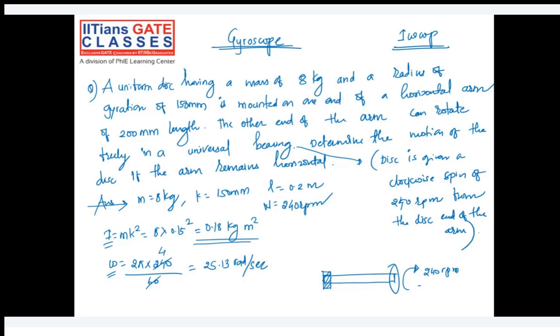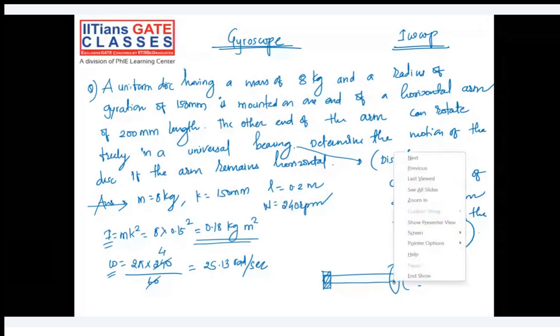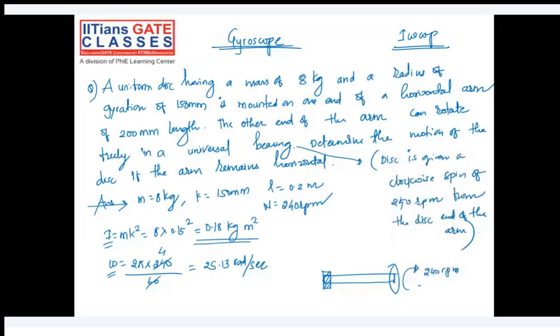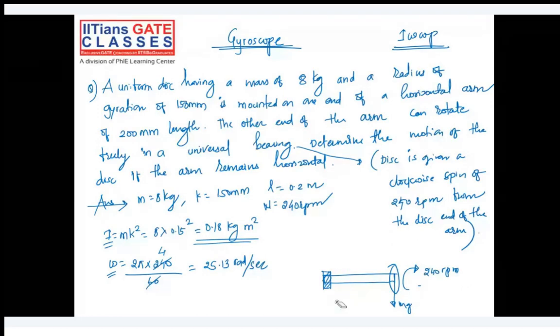So basically, what are the forces you can expect here? The one force I expect is this mg force acting downwards. It will create a moment about this bearing, which is mg into L. And this mg into L, because of the self weight, will create a gyroscopic effect. It is just rotating at 240 rpm, but it is overhanging, and because of its mass it is the same as applying a downward force, and it will create a gyroscopic effect here.